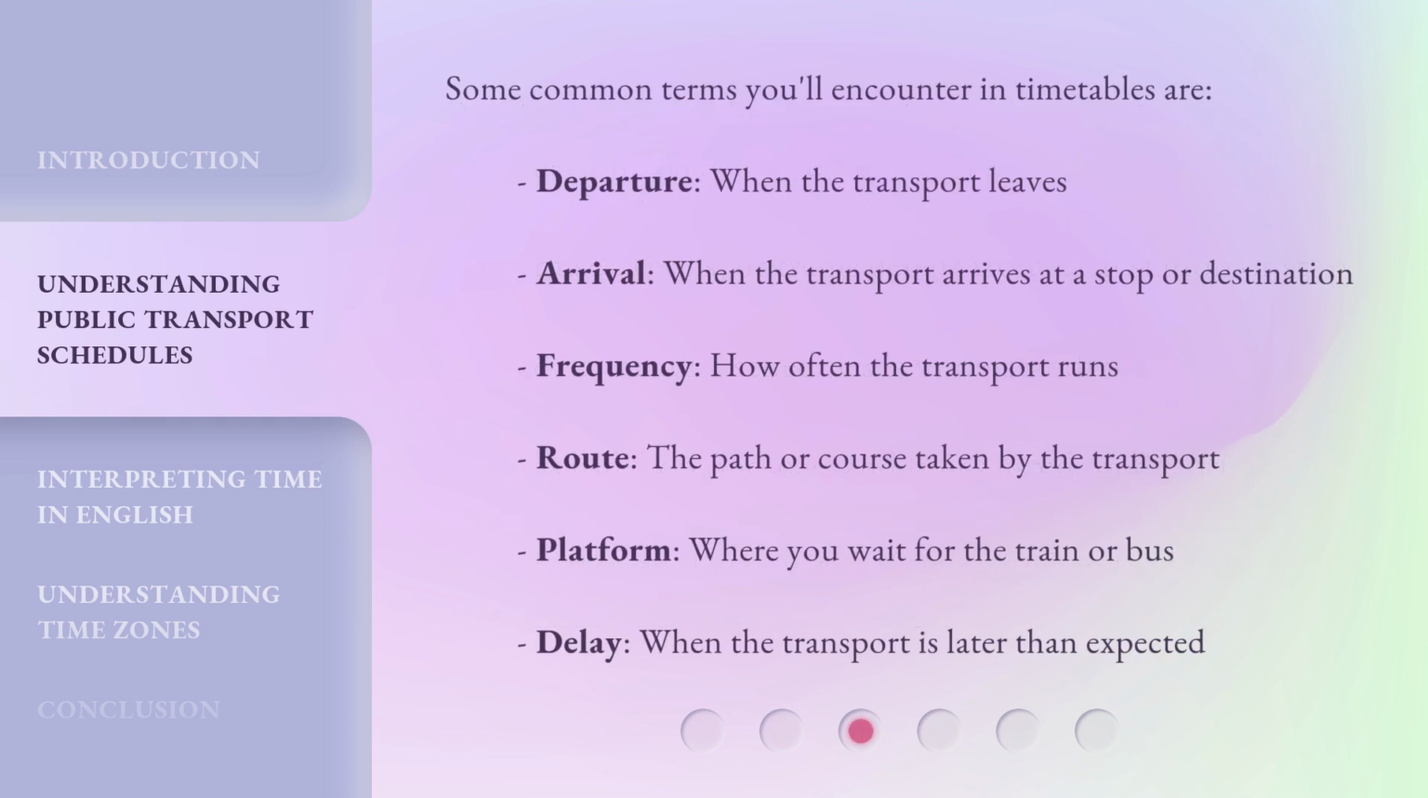Some common terms you'll encounter in timetables are: departure, when the transport leaves; arrival, when the transport arrives at a stop or destination; frequency, how often the transport runs; route, the path or course taken by the transport; platform, where you wait for the train or bus; delay, when the transport is later than expected.